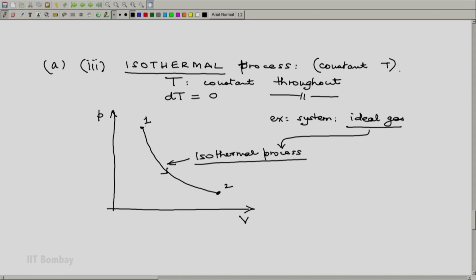Here again the initial state and the final state are a pair of isothermal states. I will leave it to you as an exercise to sketch a situation where the initial state and the final state are a pair of isothermal states, but the process is not an isothermal process.